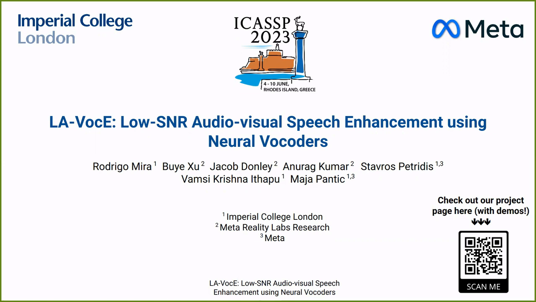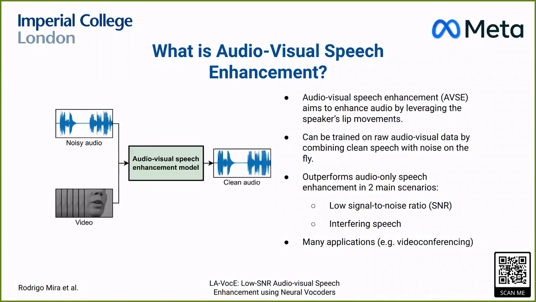This paper is the result of a collaboration between Imperial College and Meta, and was my main project during my internship at the company. Audiovisual speech enhancement, typically referred to as AVSE, aims to denoise the speech signal by receiving noisy audio and video of the speaker's face as input and trying to extract the original clean speech. This can be seen as a variation of audio-only speech enhancement that also leverages the speaker's lip movements to improve the quality and intelligibility of the reconstructed speech.